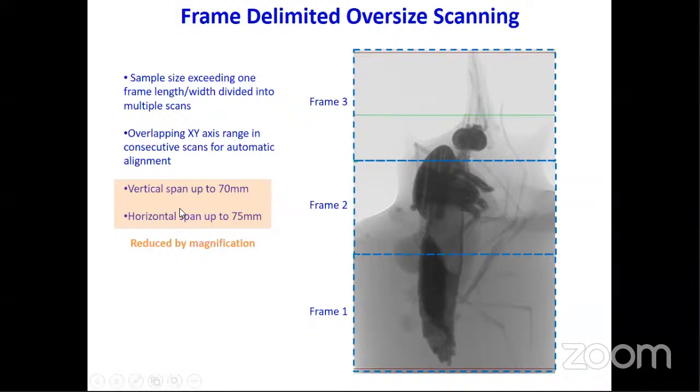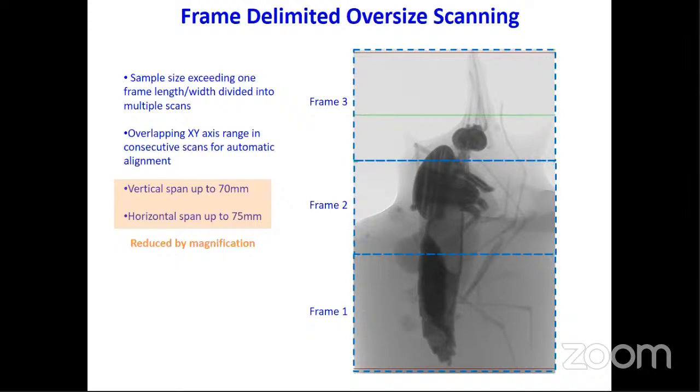So as I have mentioned here, the vertical span can go up to 70 mm, but this is highly limited by the magnification that the user requires. The 70 mm, the highest span, is usually achievable at the lowest magnification. If we want higher and higher magnification in the scanner, the source approaches closer to the sample, thereby giving some kind of a technical limit on the vertical span of the imaging area.